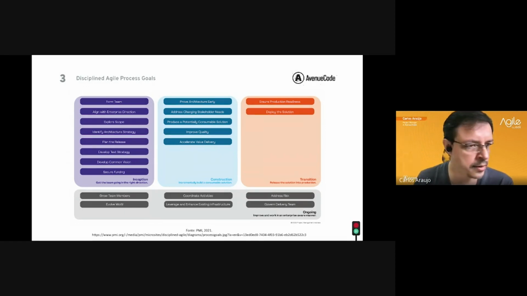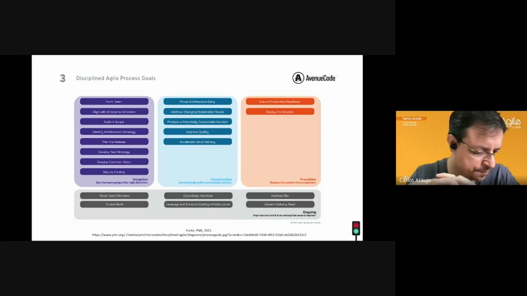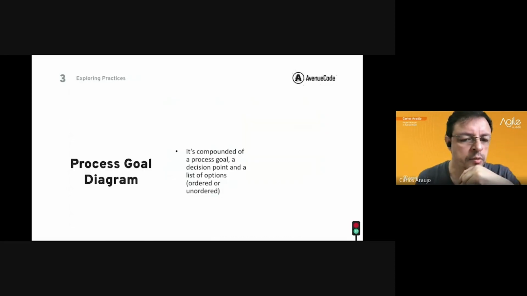And in every aspect, during all the development, during all the phases, during all the time, we also have the process goals for ongoing. Ongoing is the management part, where you review the risks, where you address the team, where you define what decision you are going to make. It's constant, and it's for all phases. Moving on, we have the process goals diagram. It's composed of a process goal, a decision point, and a list of options. And these lists can be ordered or unordered.